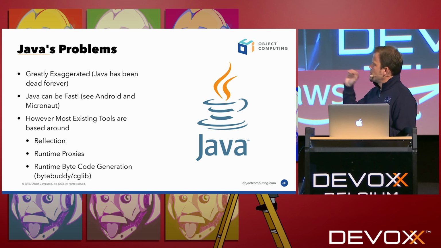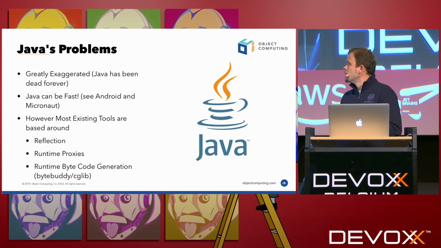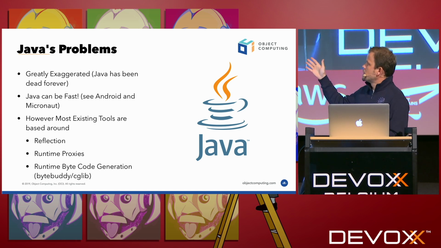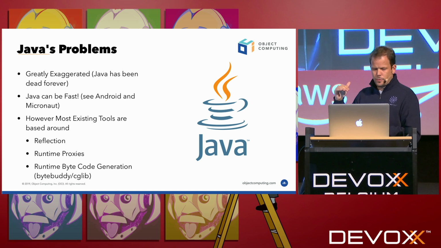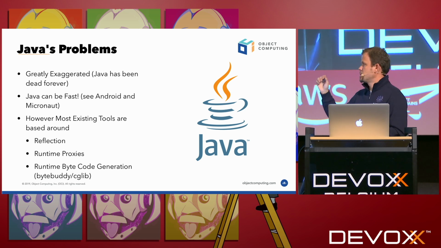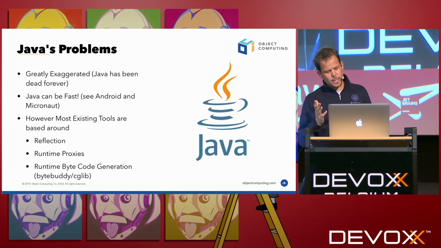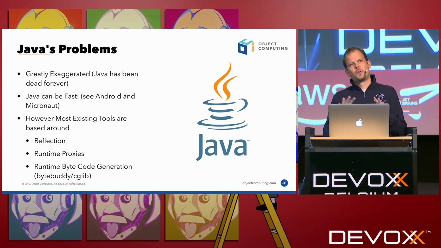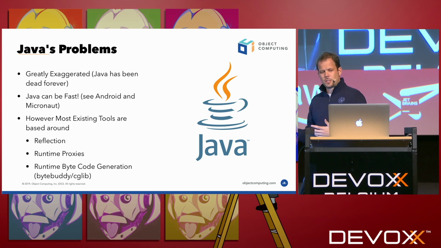The problem is that, historically, over the last 10 years, the frameworks and existing tools that are built on top of Java leverage techniques like reflection, runtime proxies, and runtime bytecode generation, whether it be through something like ByteBuddy or cglib or something like that. And building a framework based on those techniques leads to higher memory consumption.